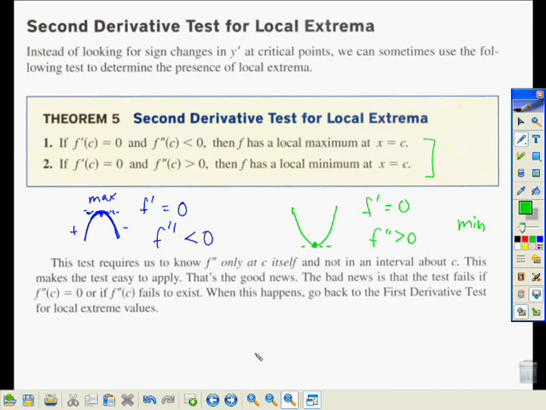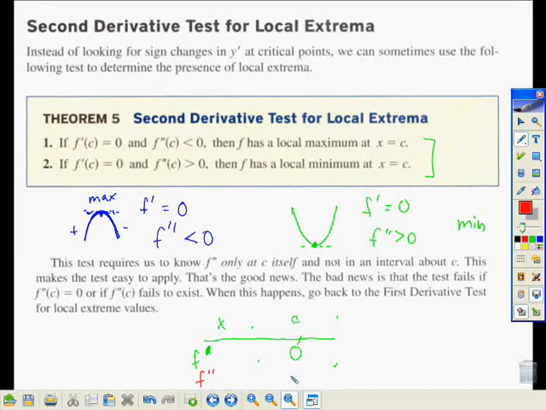Before, we would check just with the first derivative. I would find my x's where I'm getting a 0 for that value. Then I would check my first derivative on both sides of this. But now, what I need to do is consider the second derivative at this point. I don't have to check every interval.